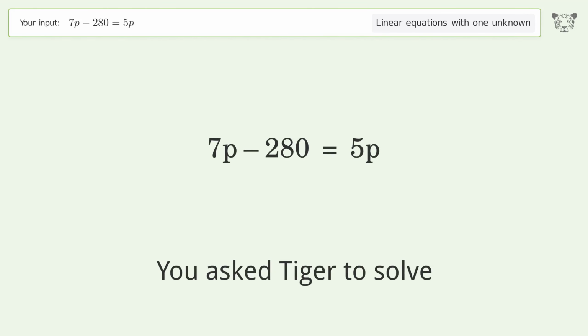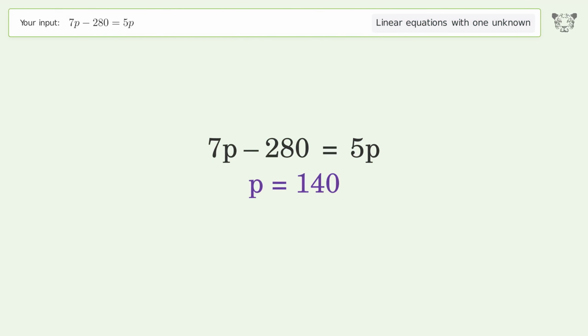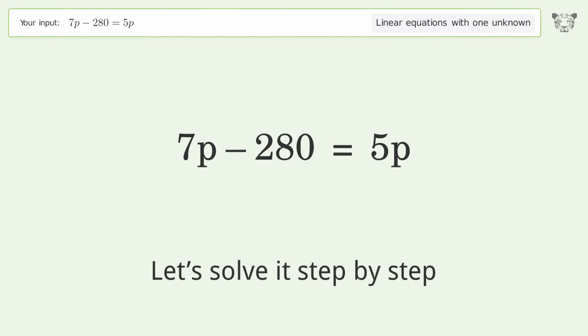You ask Tiger to solve. This deals with linear equations with one unknown. The final result is p equals 140. Let's solve it step by step.